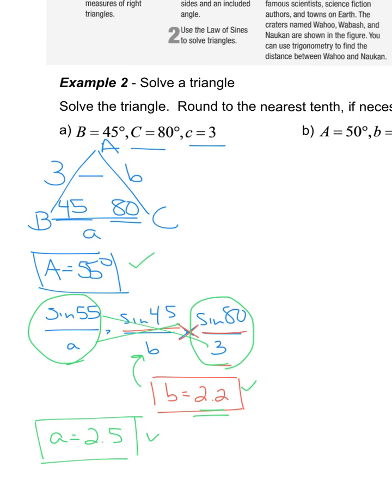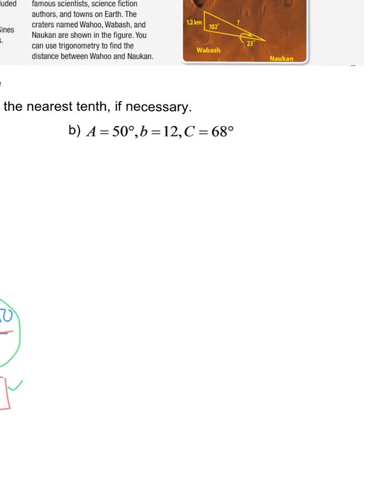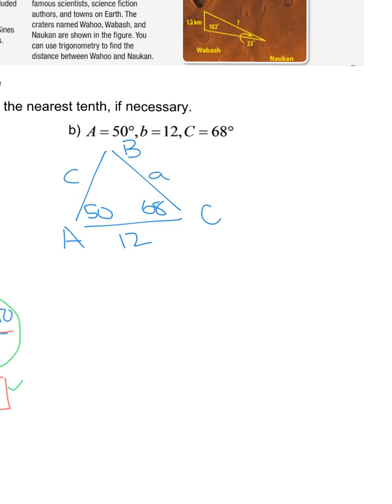All right? Next problem we're going to go into. Again, same idea. Very first step, sketch. It doesn't have to be perfect, but type in what you know. So we know A is 50, we know B is 12, and we know C is 68. Again, same thing, we're given 2 angles, so what we do, 180 minus 68 minus 50, and we wind up with B is 62 degrees.